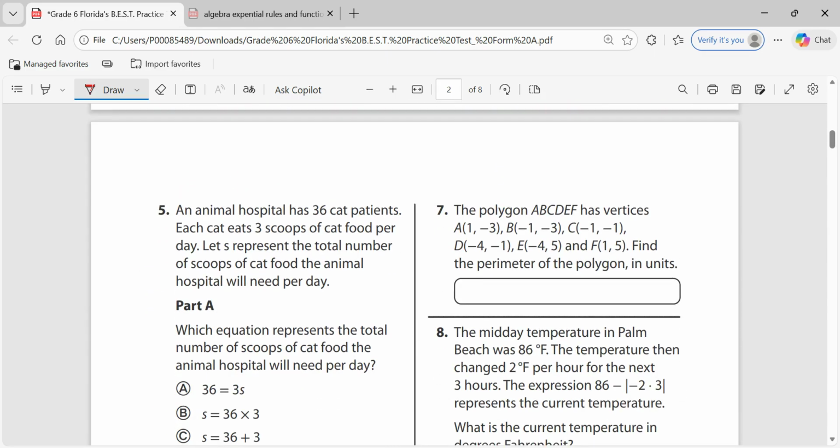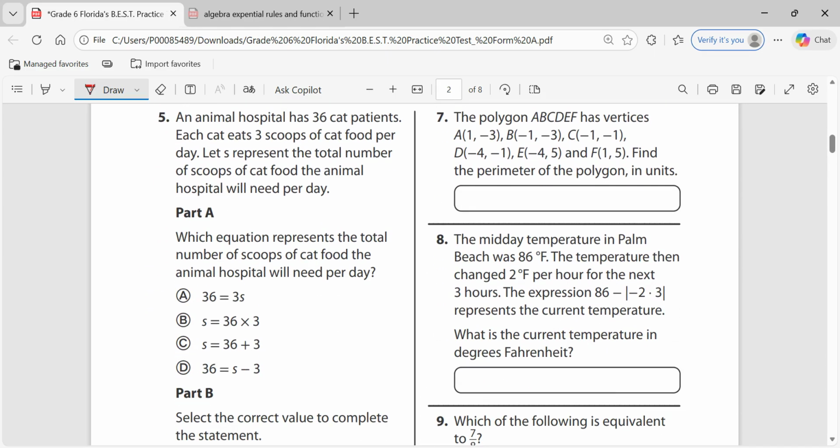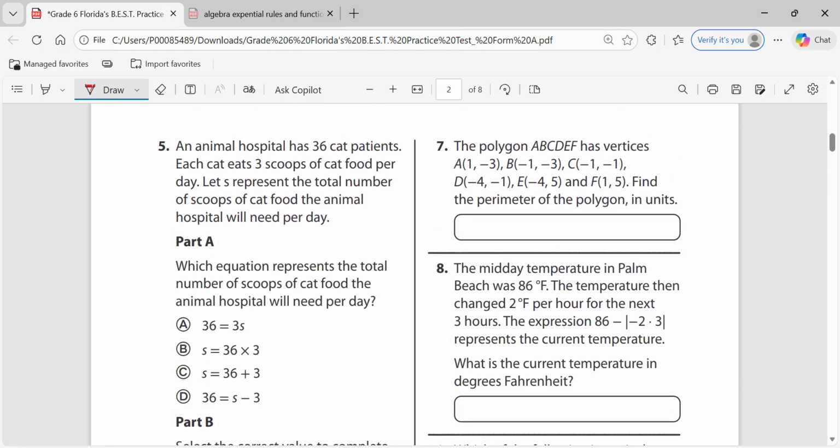Okay, so let's come on down to number 5. More words, more words, more words. Let's read. An animal hospital has 36 cat patients. Each cat eats 3 scoops of cat food per day. So there's 36 cats, and each of them eats 3 scoops of cat food. Let's get some cats. He gets 1, 2, 3 scoops. The other one gets 1, 2, 3 scoops. The other one again gets 1, 2, 3.